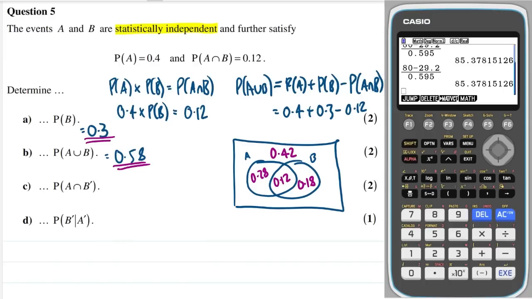Okay, so what is this one? The probability of A and not B. So the probability of A and not B is just this area here. That's A and it's not in B. So the answer to that is 0.28.